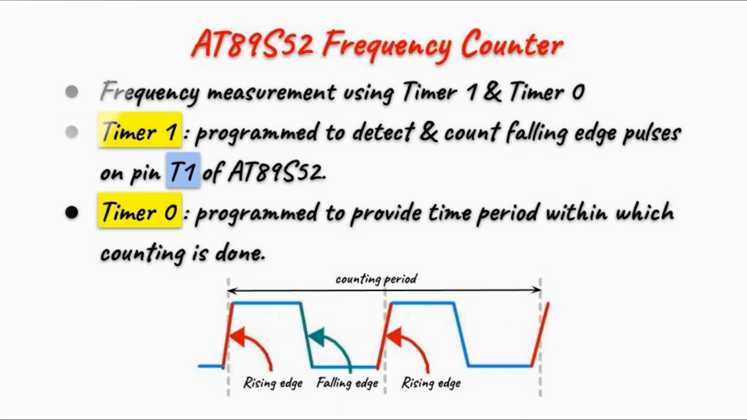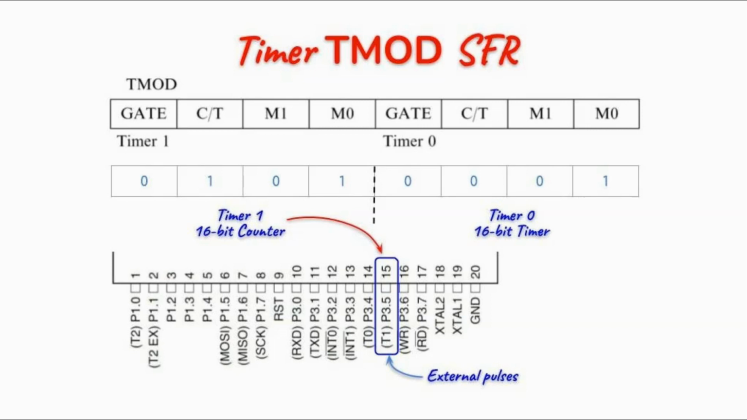The timer mode SFR, which was explained in more detail in my previous video, is programmed in such a way so that timer 1 becomes a 16-bit counter that will detect and count the pulses available at pin T1. And timer 0 becomes a 16-bit timer, which will provide us the 1000 millisecond counting period.